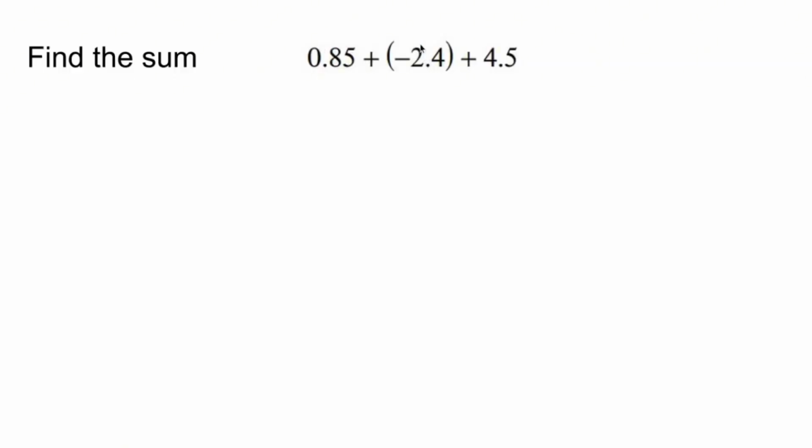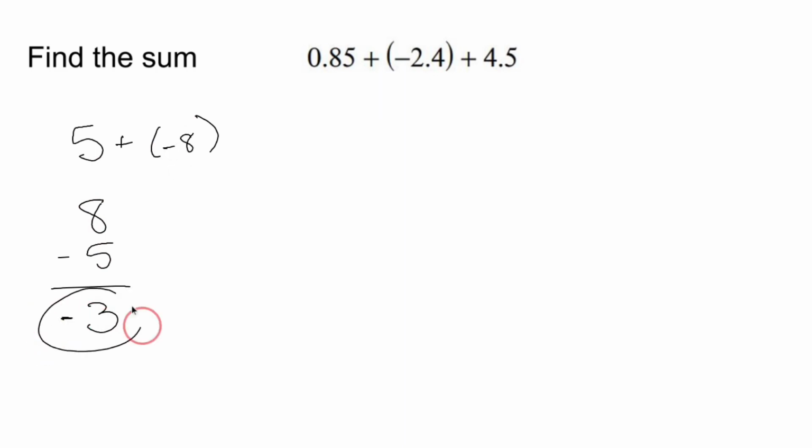Find the sum. Now, this one's going to be very unpleasant because not only do we have decimals, we have a larger negative number than a positive number. So this is what you do. If I have, for example, let's go off to the side, something like 5 plus -8, the negative digit is larger than the positive digit. What you do is you subtract the numbers like you normally would, like so. But since the larger digit is negative, you keep your answer negative.